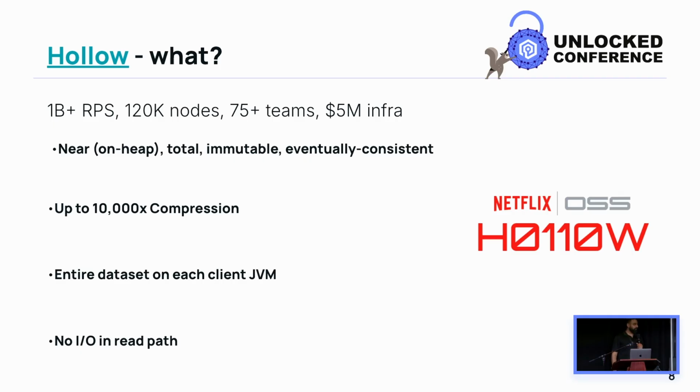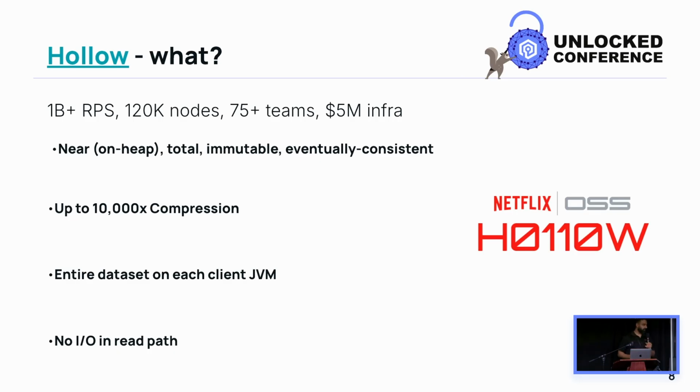Let's start with the two architectures for smaller datasets, where our versioned dataset offerings are more mature, starting with Hollow. Hollow is Netflix's open source versioned cache for small to mid-sized datasets. It has four key properties. It's a near cache, meaning the dataset lives on heap in the client's JVM. It's total: every consumer holds the entire dataset. It's immutable: once published, a version doesn't change. And it's eventually consistent, so the propagation delay is in the seconds to minutes.